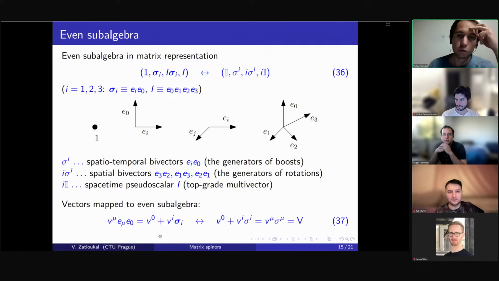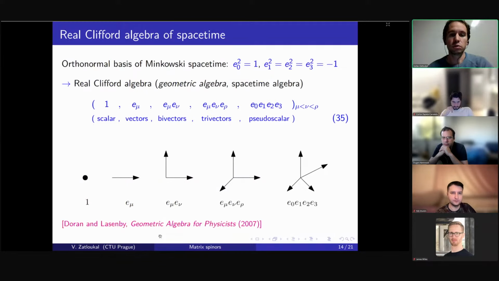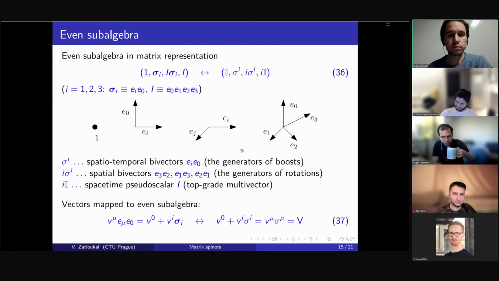So if we consider the even subalgebra, so to say, that would be spanned by so-called even multivectors. Those are the elements that are formed by just an even number of the basis vectors. So it's like this: it's a scalar. Then the bivectors, where one can distinguish spatial-temporal bivectors, where one of the vectors is the time-like vector, and the other is spatial, or purely spatial bivectors formed by two spatial vectors. And then we have the pseudoscalar as well.